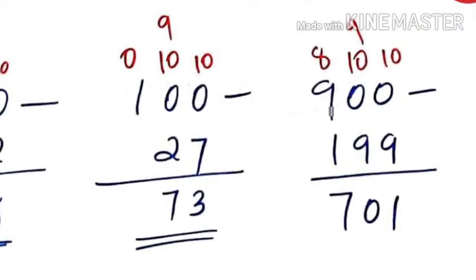Second example is 100 minus 27. We can't subtract 7 from 0. So we are borrowing 1 from the tens place. Here 0 is in tens place. So we are borrowing from hundreds place.